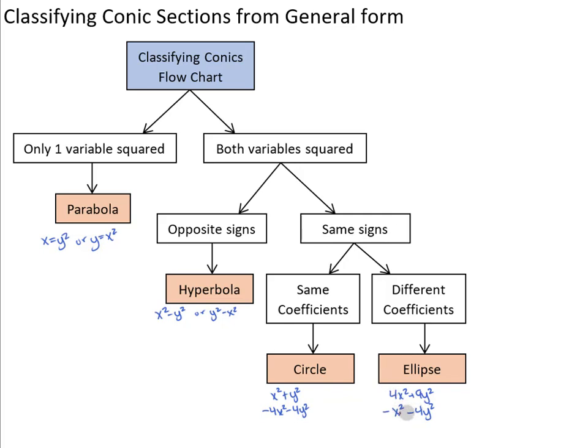So they should be the same signs, both squared, and different coefficients for an ellipse, the same coefficients for a circle. And you can think of those coefficients as kind of being the length of the major and minor axes, right, for an ellipse. If those are the same, you don't get an elongated ellipse, you would get a circle.